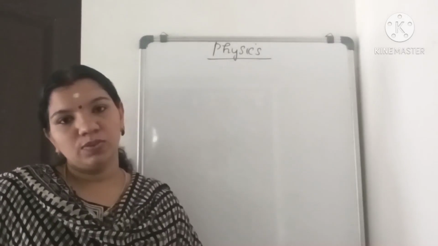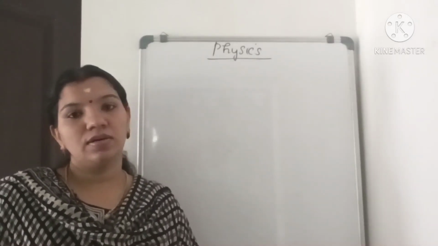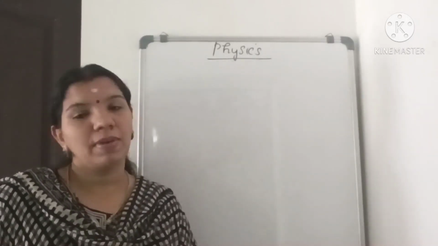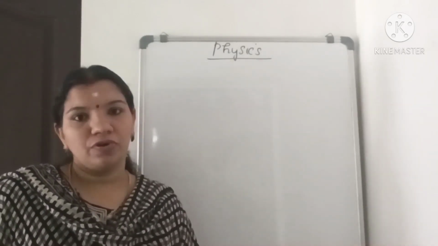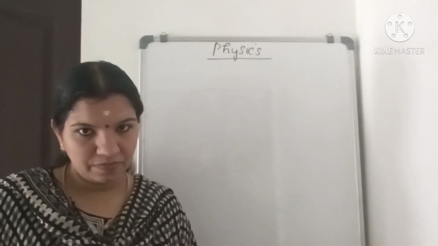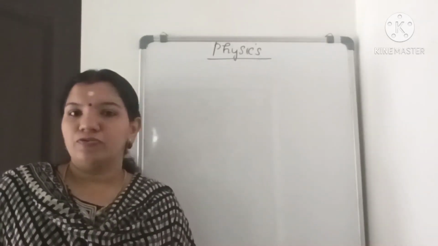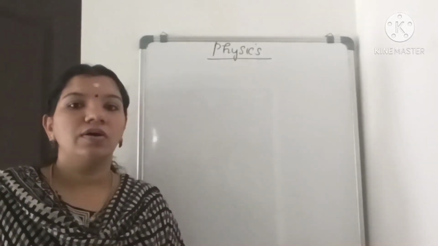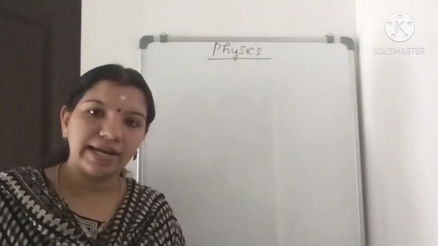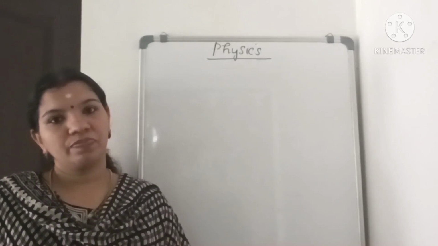Today we are moving to a new chapter, that is moving charges and magnetism. This chapter is in the first part of your textbook, fourth lesson. Okay. So 4 more lessons are there in that chapter. Among that 4, first 2 chapters are purely related to magnetism.